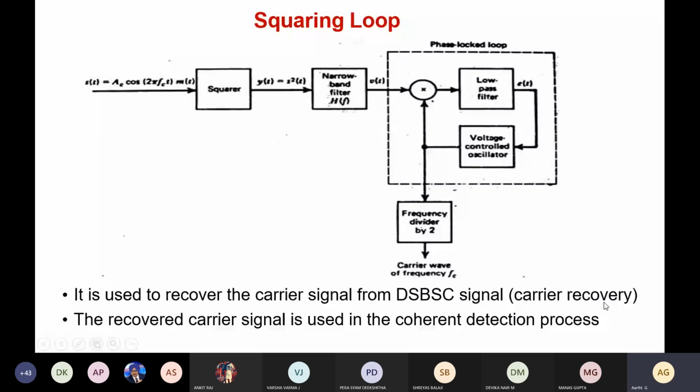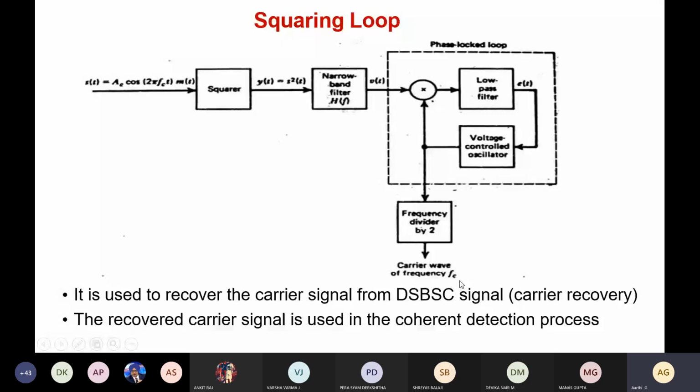So here, this S of t, which is the DSBSC waveform, is applied to a squarer. So here it is just squared. So S of t is becoming S square of t. So this is given to a narrow bandpass filter. And this filter output is given to a PLL, that is phase lock loop. So this PLL is basically again to correct any frequency or any phase errors. And this is given as input to a frequency divider. So this frequency divider will just divide the frequency by 2. Finally, we obtain a carrier frequency of fc. So let us see the analysis.